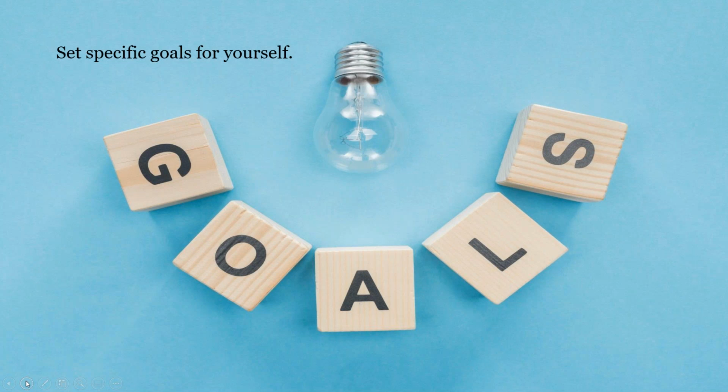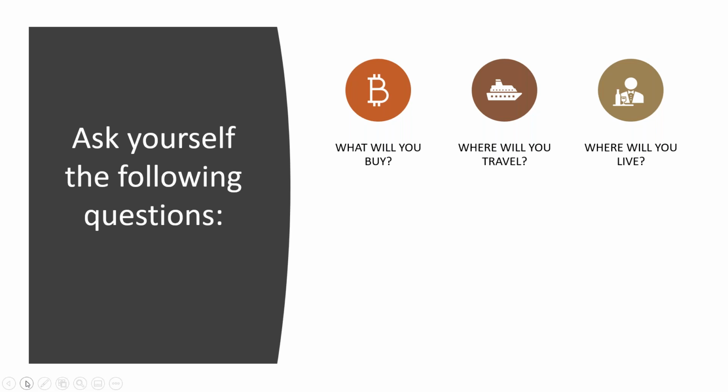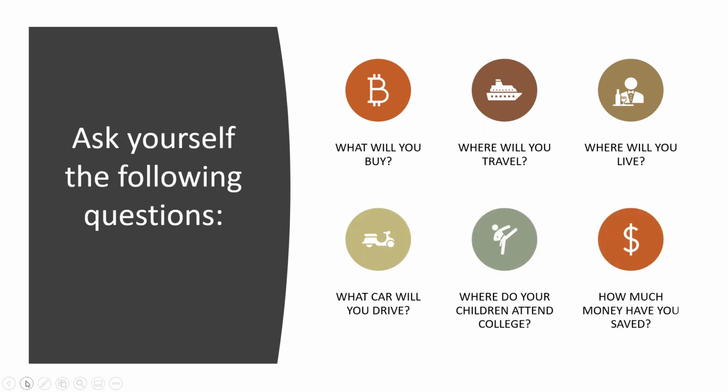You've got to ask yourself very specific questions when you're setting goals. Like, what will you buy? Where will you travel? Where will you live? What car will you drive? Where do your kids attend college? If you have children, how much money will you have saved? Unless you have a clear picture of what's in it for you, you can set goals, but you probably won't achieve them.